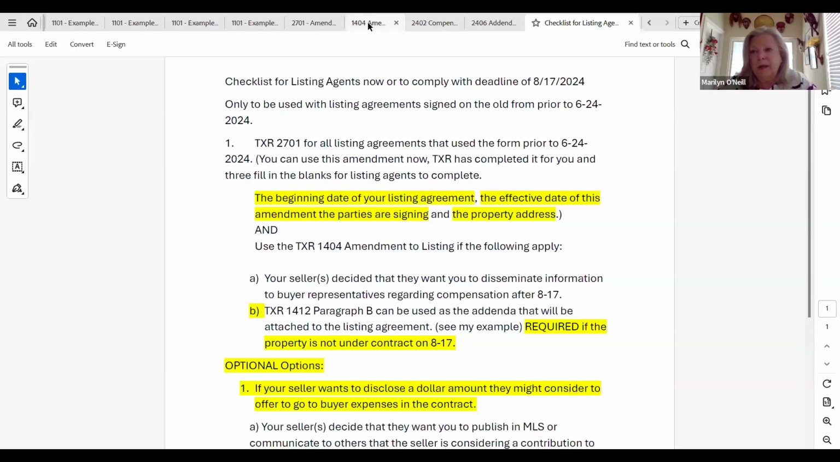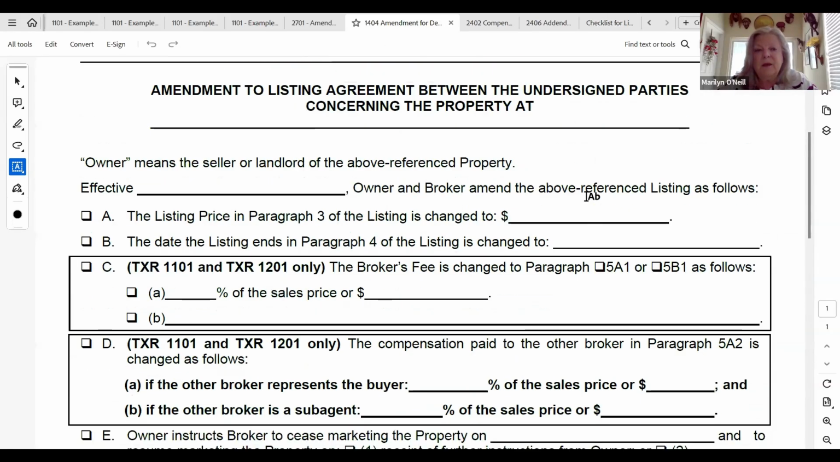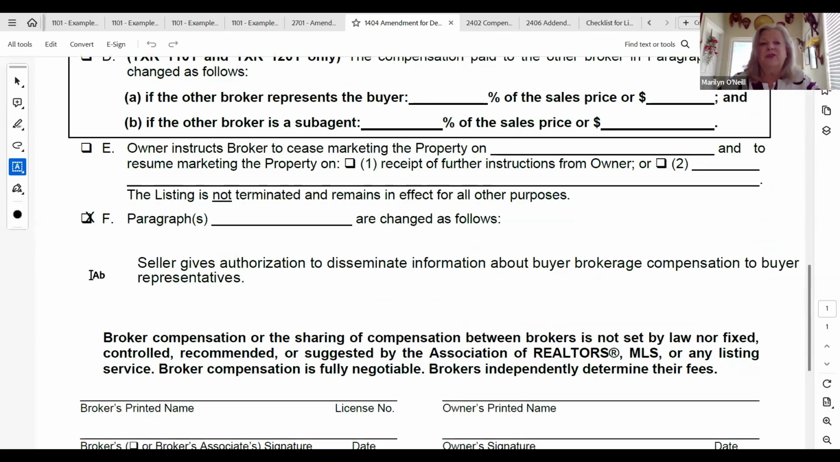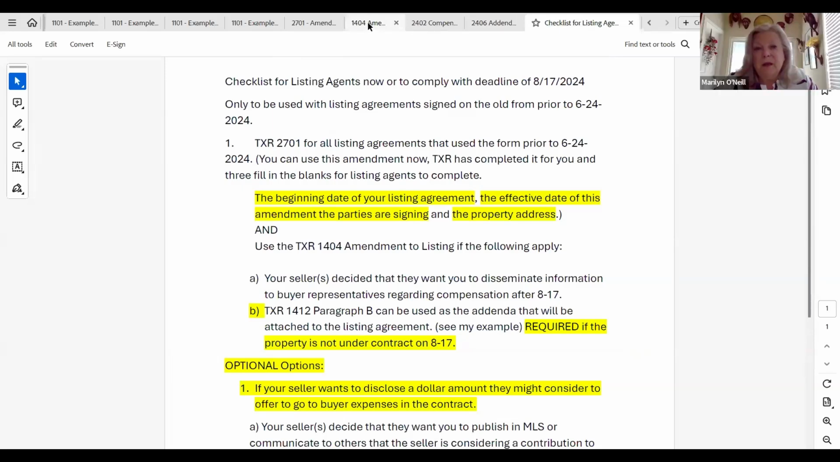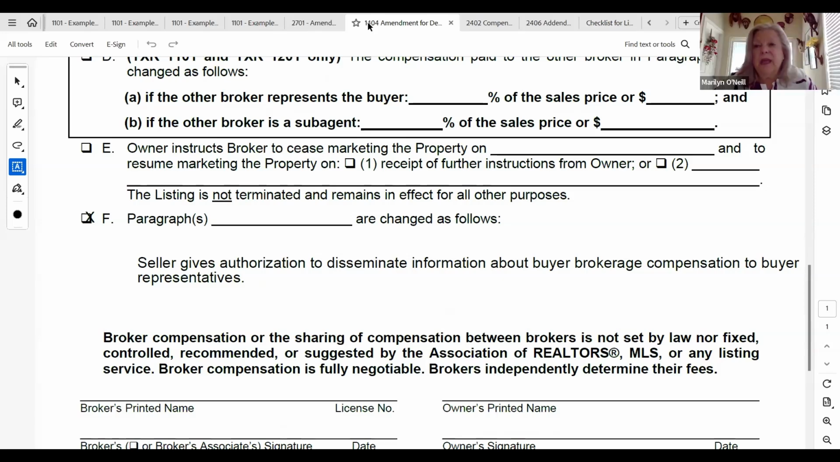Now I'm going to show you the 1404 amendment. Okay. And this amendment is identifying that permission that if you have not got your listing under contract on August 17th, you could do an amendment, or you can do the 1412, where the seller gives authorization, that same information that's in 11D4 of the new listing agreement. So you have different ways you can do it. You can do the 1412 or you can do the amendment. The amendment number? 1404 is the amendment. 1404. Okay. And that takes care of both. If you do both of those, you can use the 1412 or you can use the 1404.